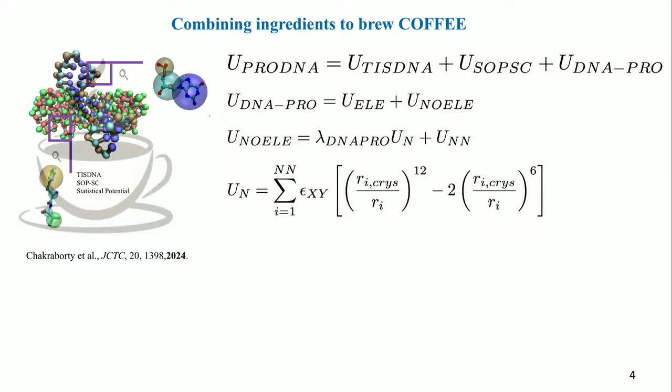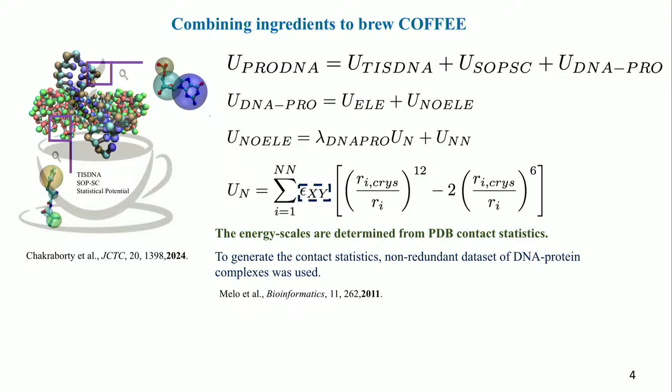So this is how the native interaction is represented. As you can see, this is basically the reference distance in the crystal structure or the NMR structure, as the case may be. And the important part here is this energy scale epsilon xy. This is again different depending on which two residues you are considering. And the way we derived these energy scales was from PDB contact statistics. So what we basically did is we looked up a database of a non-redundant data set of DNA-protein complexes, which was published by these guys. And after that it was just a counting exercise.